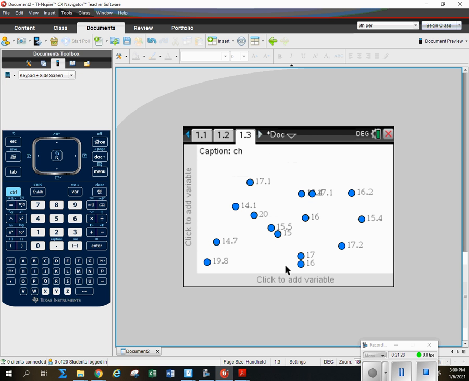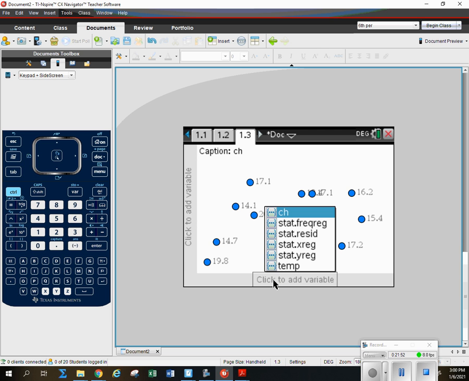And that looks kind of strange. It's got a bunch of dots, but they're just kind of randomly all over the place. Oh, it didn't tell me what the x's and the y's are. You see, it says click to add variable. So you're going to use that little touchpad up at the top to move your cursor so that it highlights down at the bottom, and the bottom needed to be the x's, and the x's for this problem were temp.